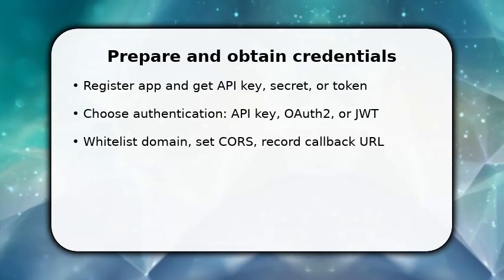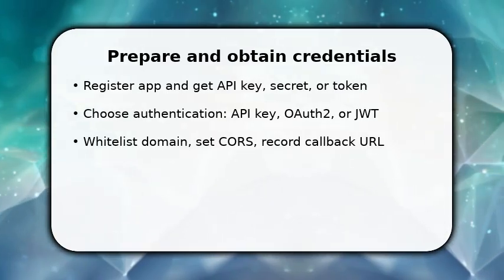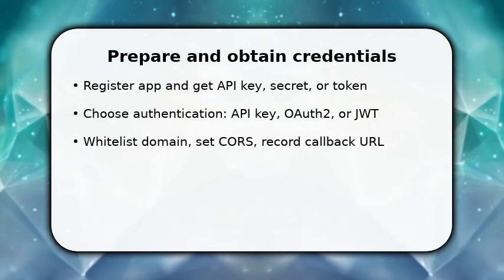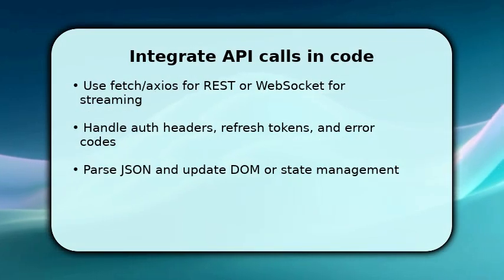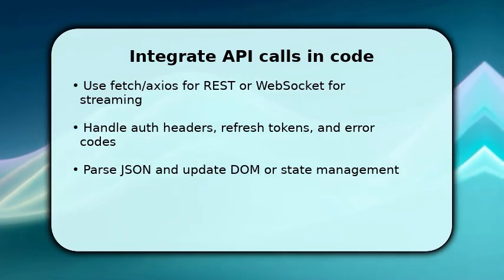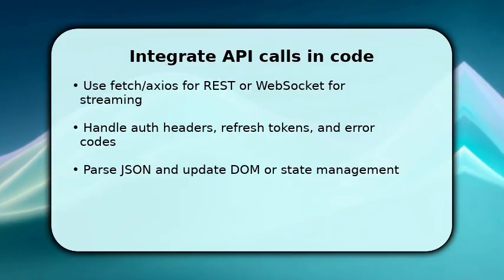Now test a simple GET request in a REST client so you confirm credentials work before embedding code in your site. Next, integrate calls into your front-end or back-end. In the browser, use Fetch or Axios and attach authentication headers. On the server, keep secrets out of client code.